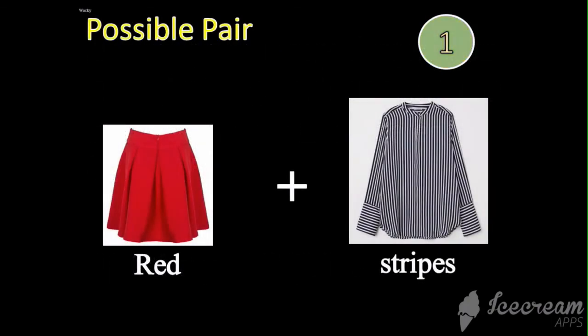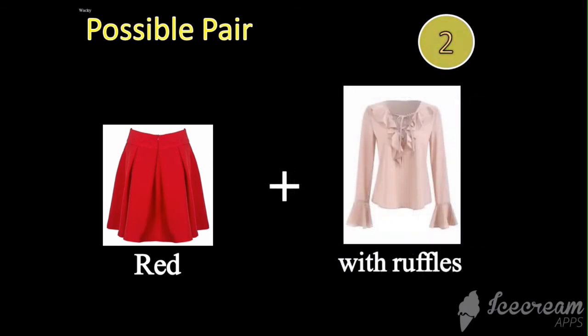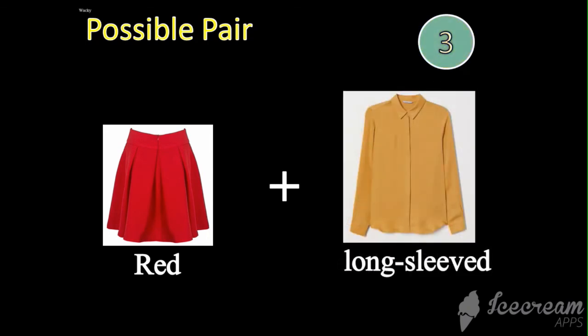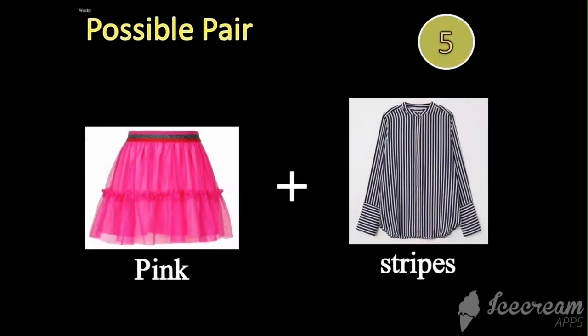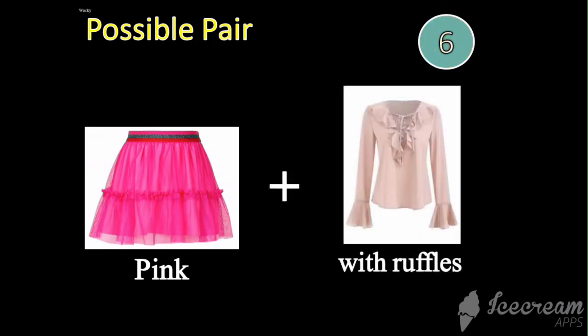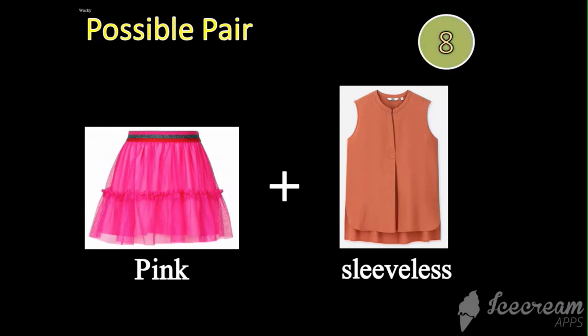List the possibilities. Possible pair: red skirt and stripes blouse. Red skirt and with ruffles blouse. Red skirt and long sleeve blouse. Red skirt and sleeveless blouse. Pink skirt and stripes blouse. Pink skirt and with ruffles blouse. Pink skirt and long sleeve blouse. Pink skirt and sleeveless blouse.